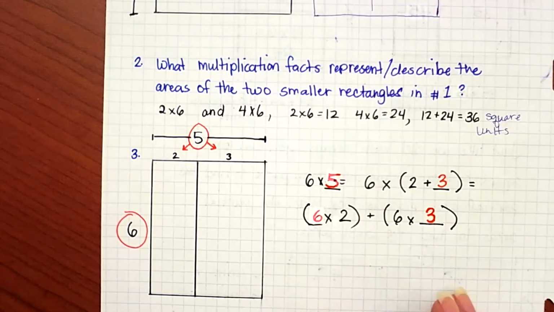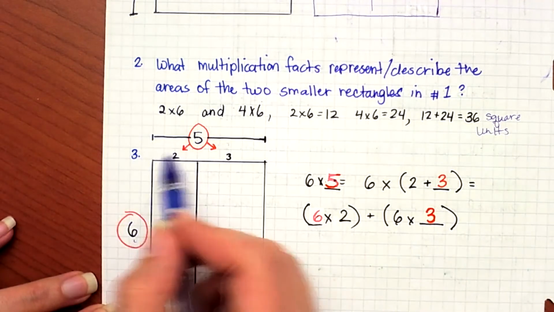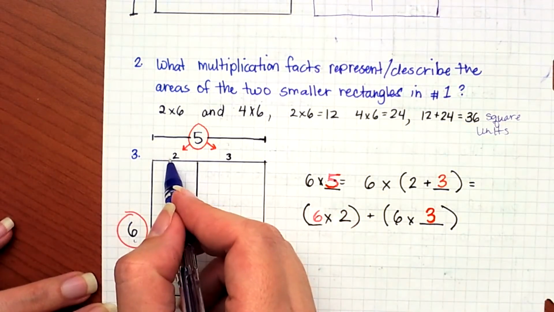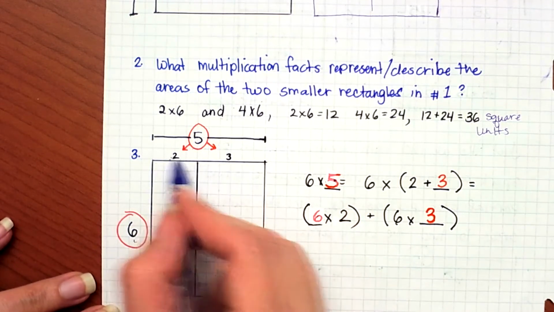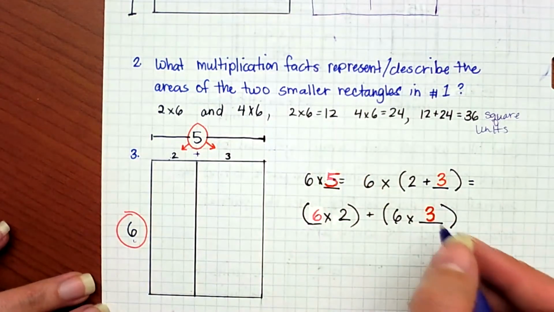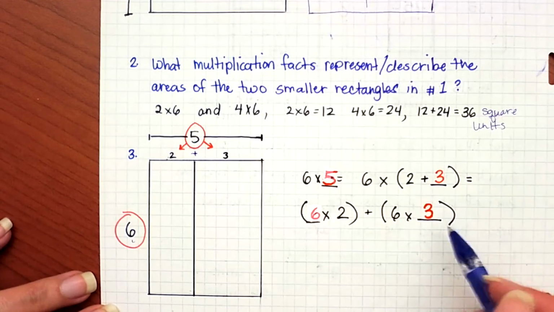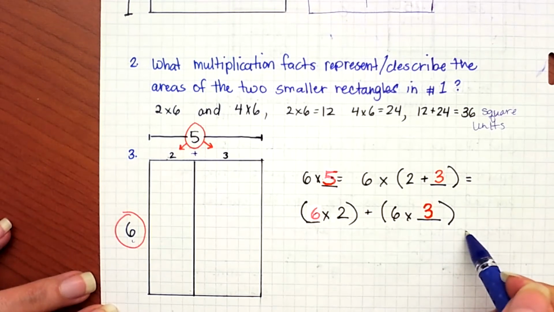For number 3, they gave me a shape, and they told me that it is 6 by 5, and that they had split the 5 side into 2 and 3. So they used the distributive property and broke the 5 apart into 2 plus 3 and asked us to finish filling in the distributive property equations.